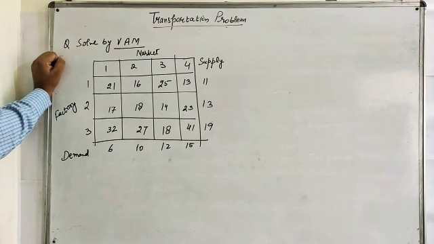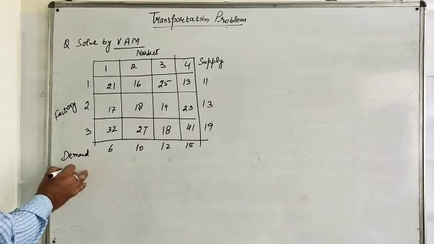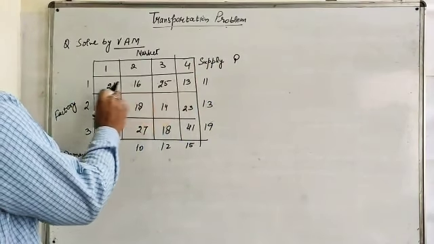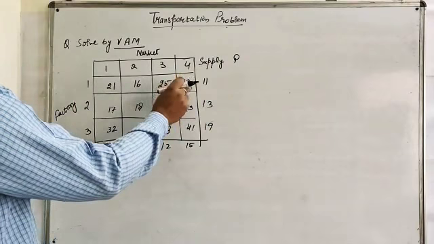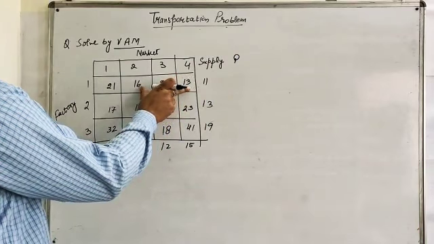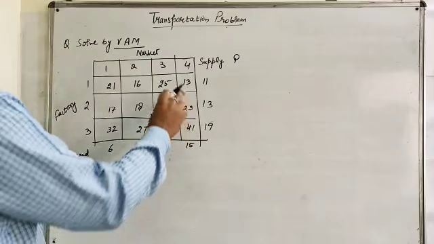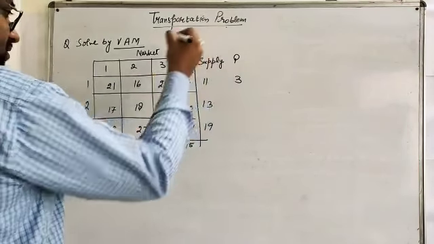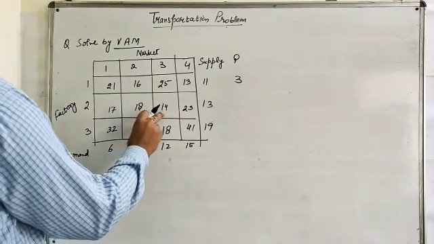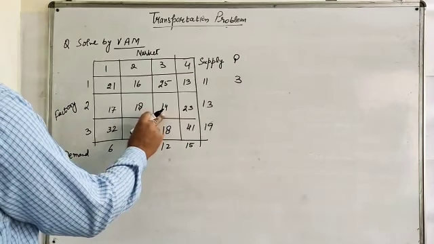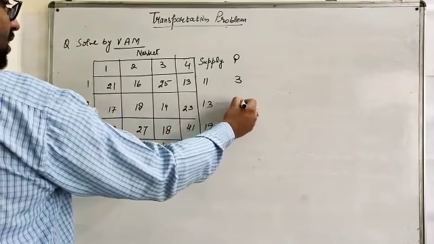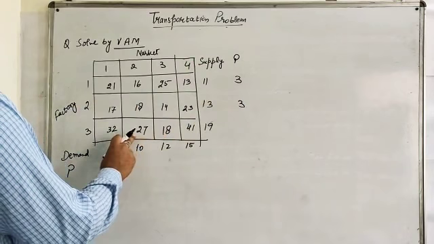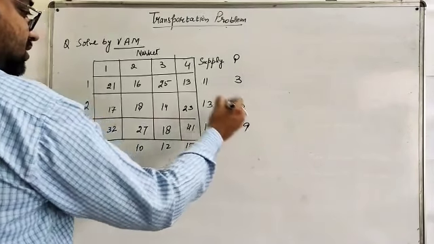So for this method, first we have to identify the penalty row and penalty column. For the penalty row, what do we have to do? Find the difference of the lowest and second lowest element of each row and each column. In the first row, the lowest element is 13 and the second lowest is 16. So the difference is 3, which is the penalty. Same for the second row: the lowest element is 14 and the second lowest element is 17. So the penalty is 3. For the third row, the lowest element is 18 and the second lowest element is 27. That is, the difference is 9.